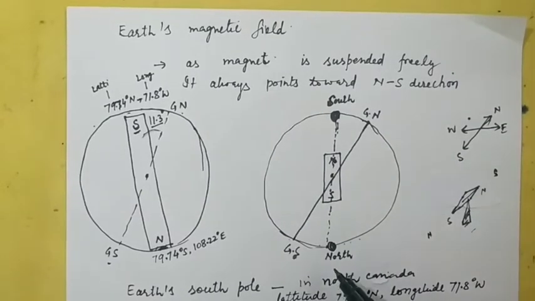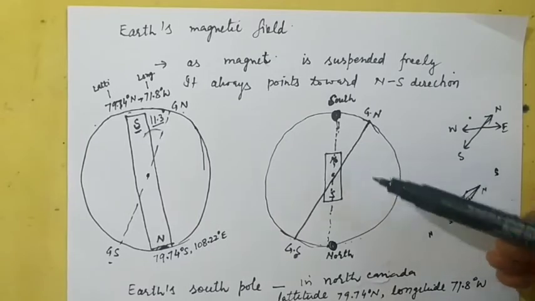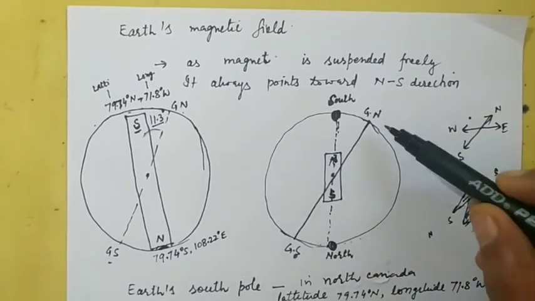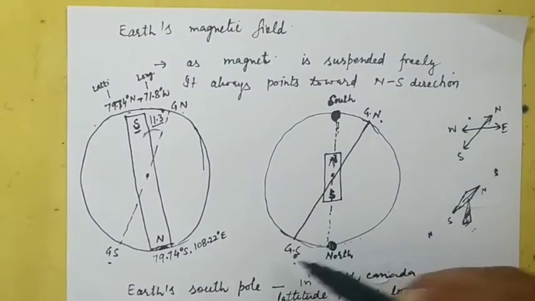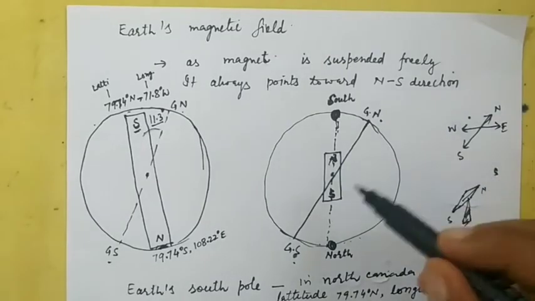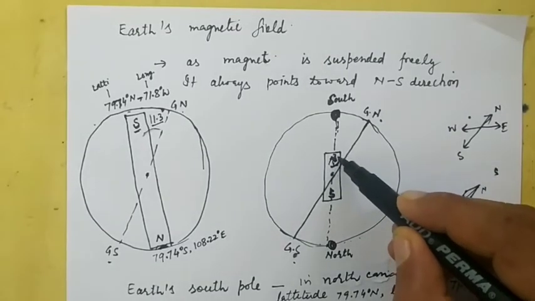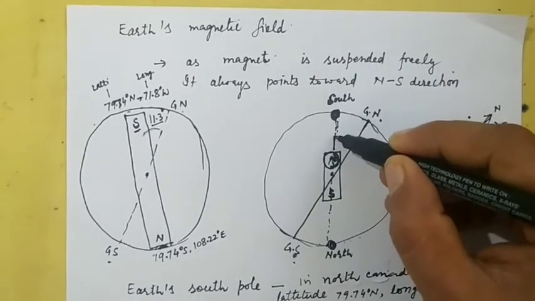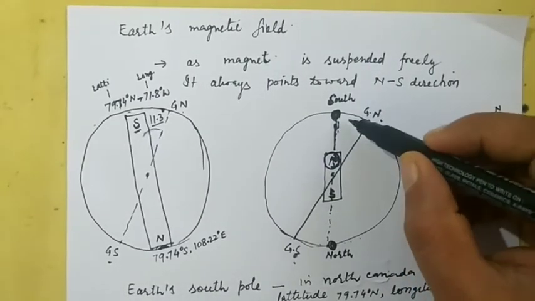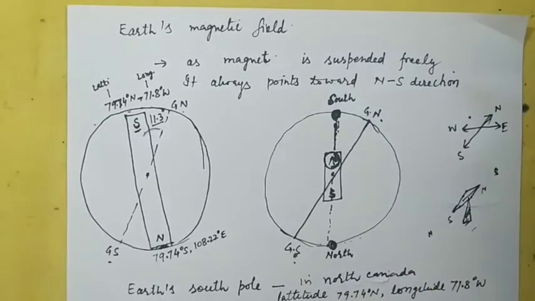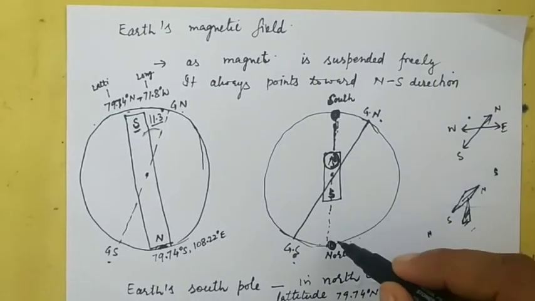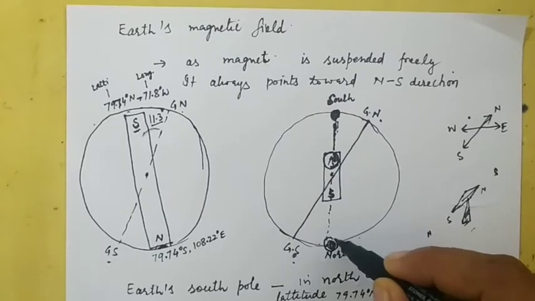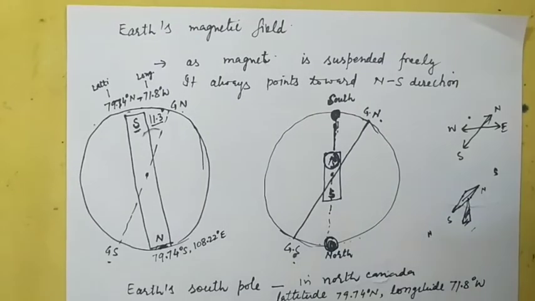If you see this diagram, if you hang any bar magnet, it always points approximately towards the geographical north and geographical south pole. So since the north pole of the magnet is towards this direction, this means that the Earth has a south pole along this direction. Similarly, the north pole of the Earth will be in this direction, that is, nearby the geographical south.